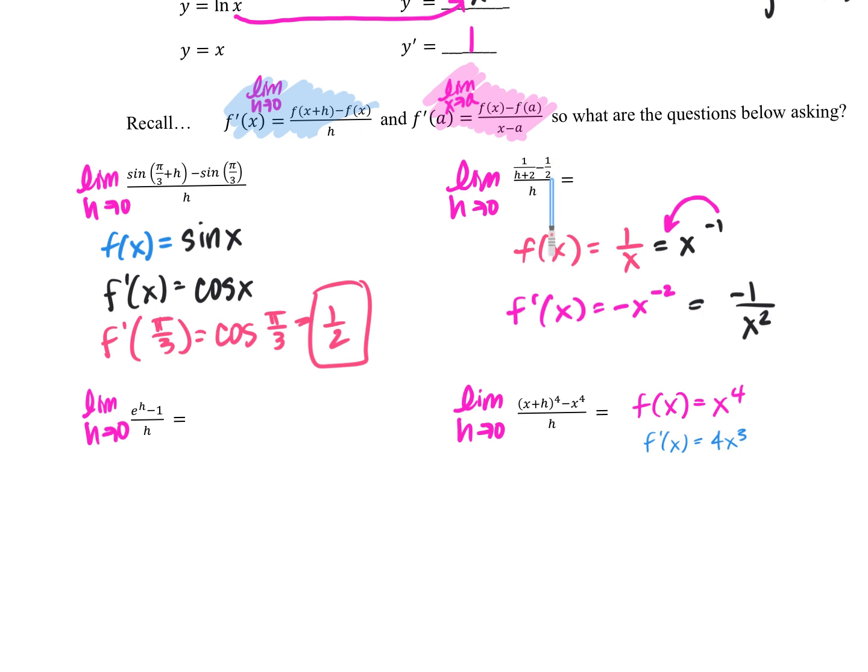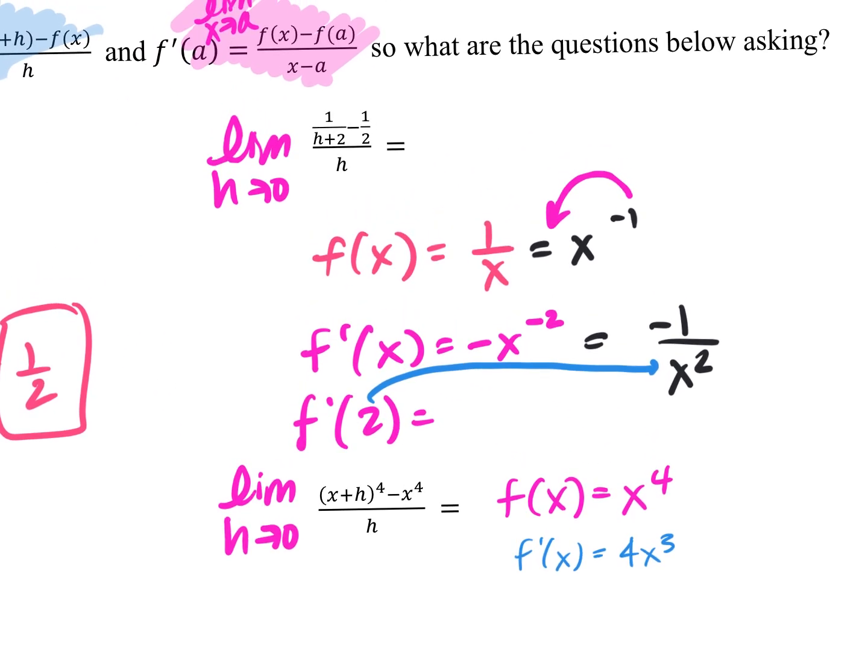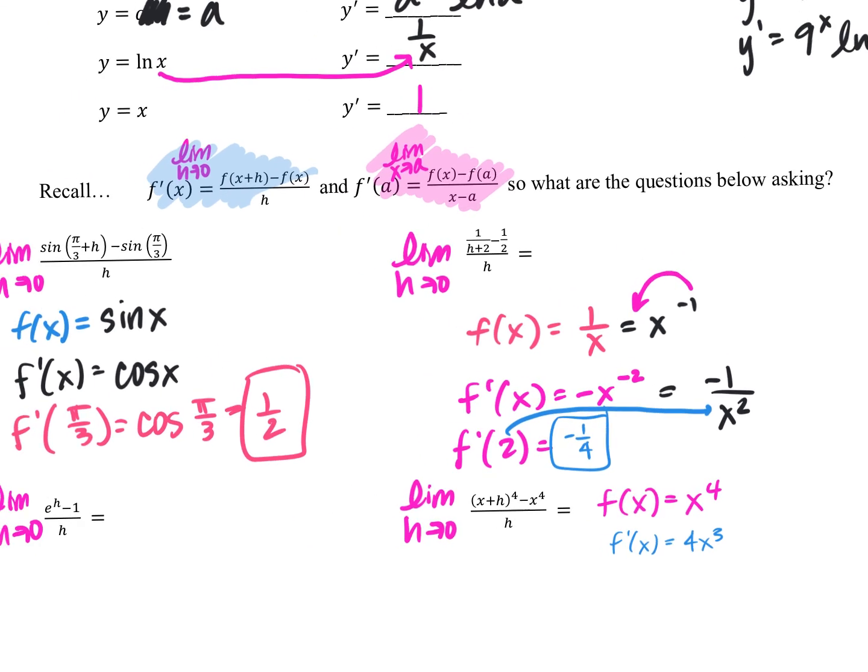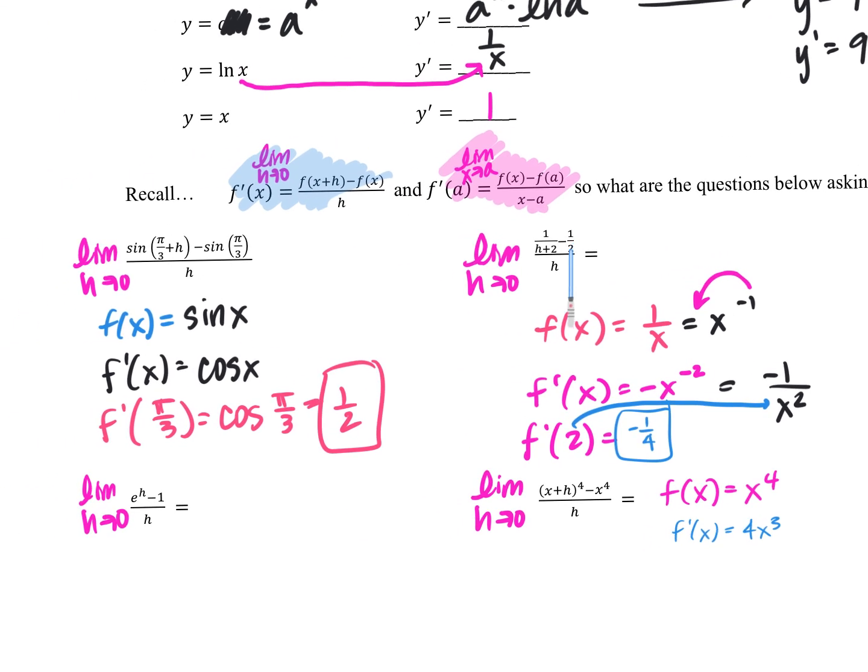In this case, where do they want that derivative? When x is 2. When x is just 2, if my function was 1 over x, okay? So they want that derivative just when x is 2. So I'm going to plug that in, boop, right there. What would that get me? -1/4.